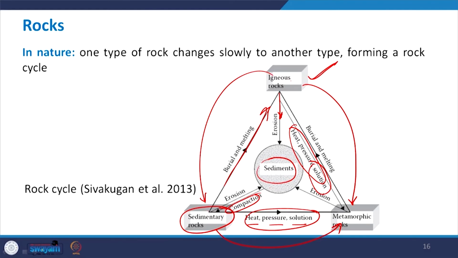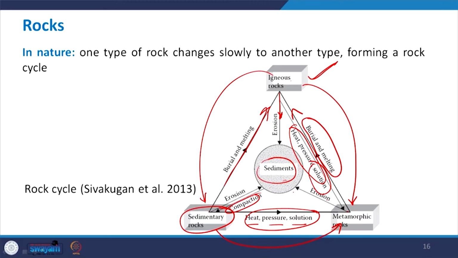Now, this metamorphic rock, again if it is subjected to burial or melting, it will get back to the igneous rock. If it is being eroded for some reason, wind, water, glacier, anything, erosion takes place, this metamorphic rock will get converted to sediments. Once these sediments are compacted, they can be converted into sedimentary rock.